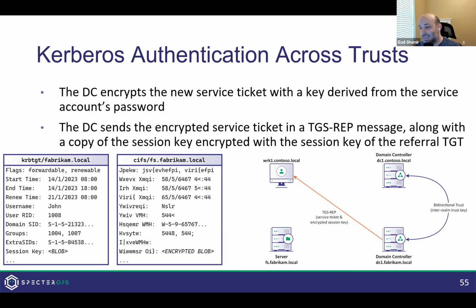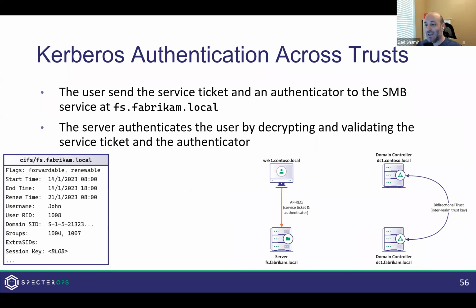Next, the DC encrypts the service ticket with the file server's password and sends it back to the user. And now the user can finally send the ticket to the file server and authenticate to it. The file server can decrypt the ticket to authenticate the user and make an authorization decision based on information in the ticket.